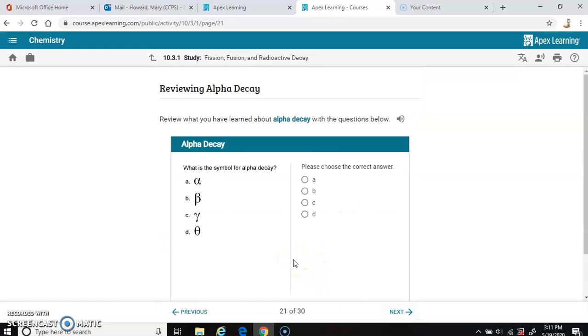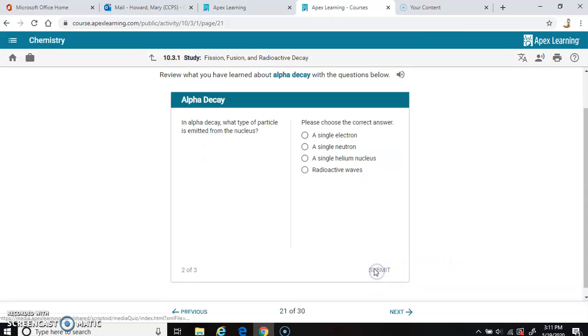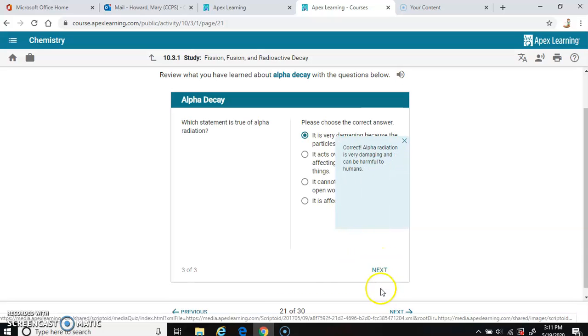Again, we're viewing alpha decay. The symbol for alpha decay looks kind of like an A. It's the Greek symbol for alpha. To review alpha decay, what type of particles are emitted from the nucleus? Remember, it's 2 protons and 2 neutrons, which is a single helium nucleus. So an alpha is helium. And what's true about it? It is very damaging because it's so large. That's the reason it's damaging, because it's large. It can be harmful to us as humans.